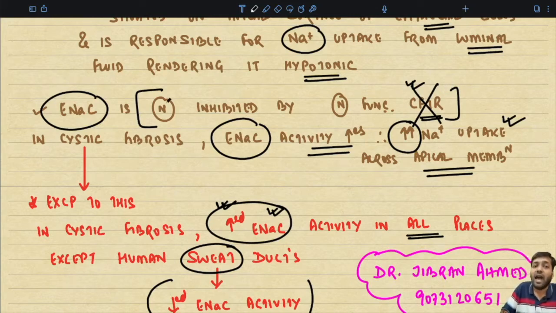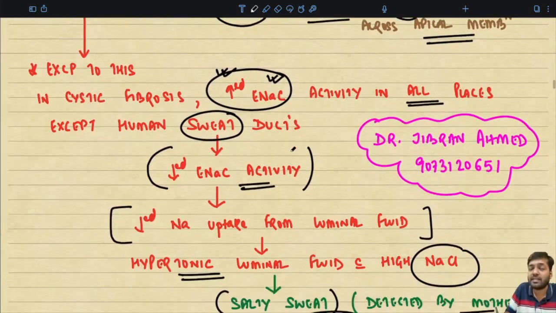As a result the epithelial sodium channel will not be inhibited, so there will be an excessive amount of epithelial sodium channel activity in all places of the body, that is in the respiratory tract, in the GI tract. The epithelial sodium channel activity is going to increase, so the sodium reabsorption will increase in these places, except in the sweat duct. In cystic fibrosis, in the sweat duct, there is opposite activity.